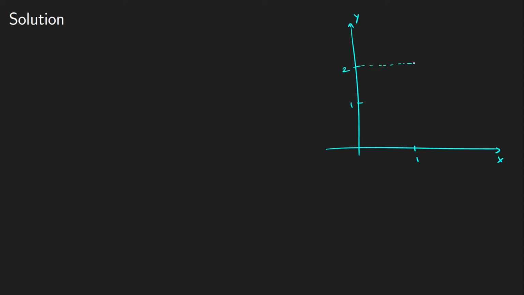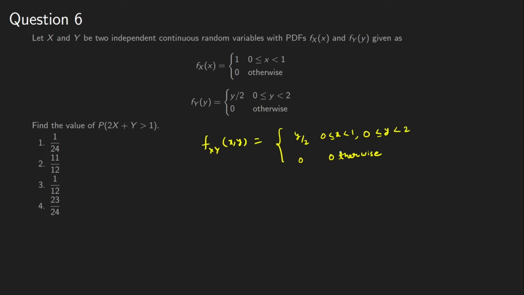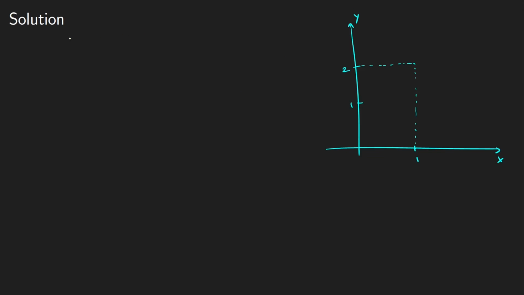So in this region, x and y take values with the joint PDF given as y by 2. We have to find the probability that 2x plus y is greater than 1. First of all, we will have to understand which region 2x plus y greater than 1 corresponds to, and then we can integrate the joint PDF of x and y in that region, and we will be able to find this probability.